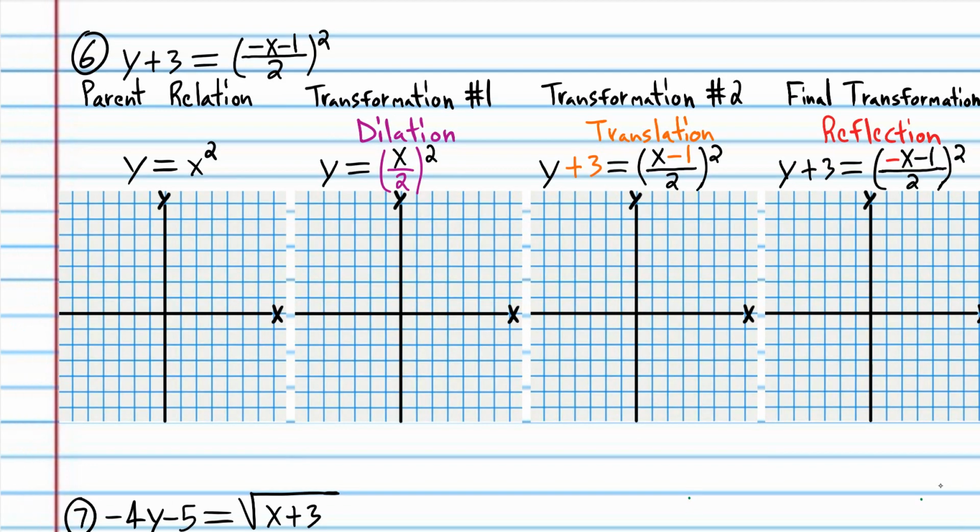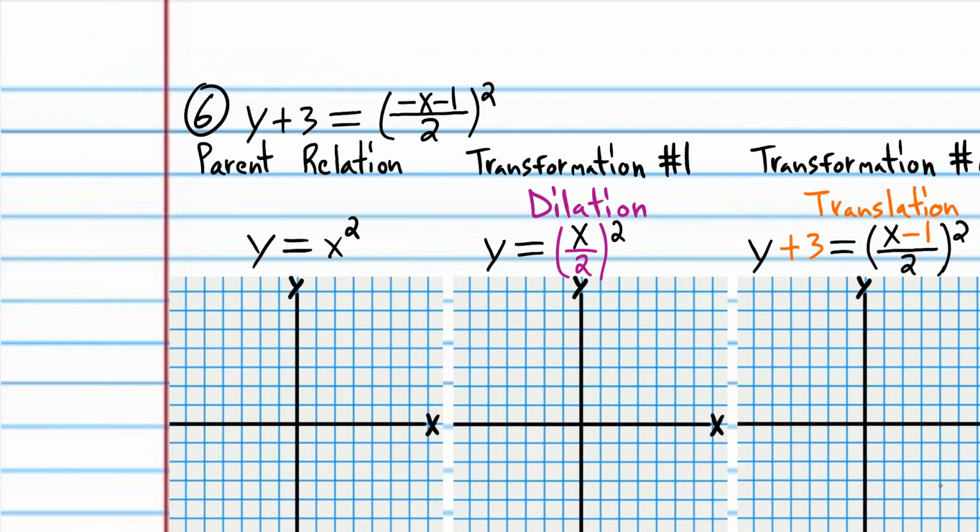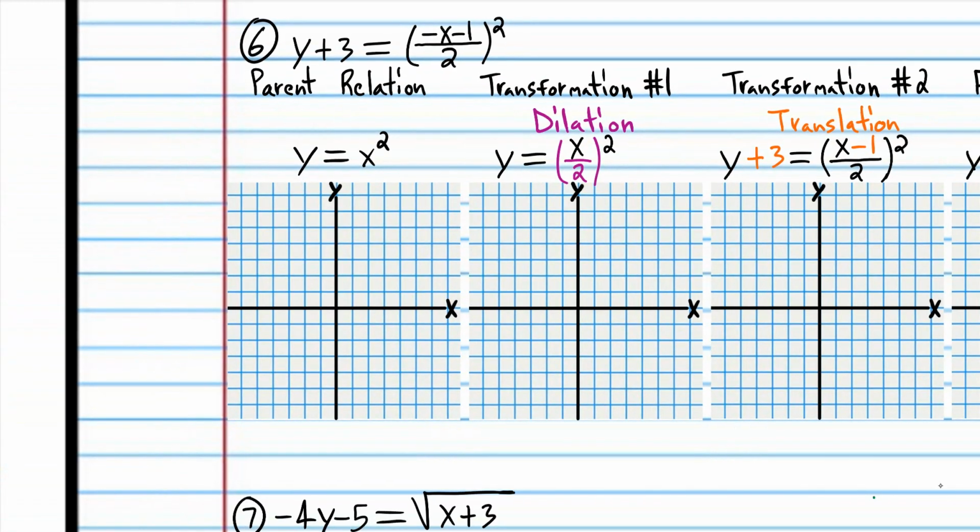Okay, we're back. So we have a square, so obviously we're going to start with the square, or what's called the quadratic parent relation. We already graphed this once today, so you know the reference points: 2, 4, -2, 4, 1, 1, -1, 1, 0, 0. Connect the dots.